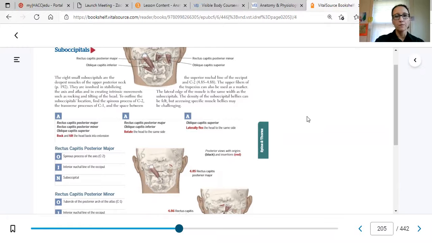Okay, so suboccipitals consist of rectus capitis posterior major, rectus capitis posterior minor, oblique capitis superior, and then there's another little one in there too, oblique capitis inferior. And they are on either side. So there's really 8 of them if you count them all together.